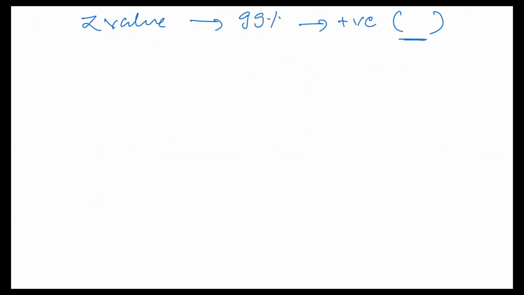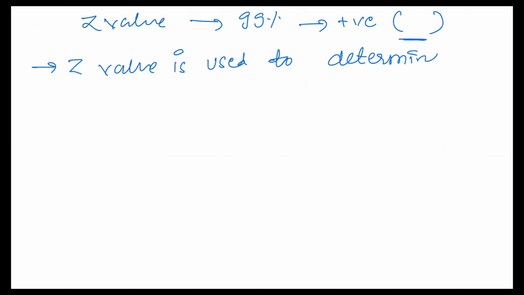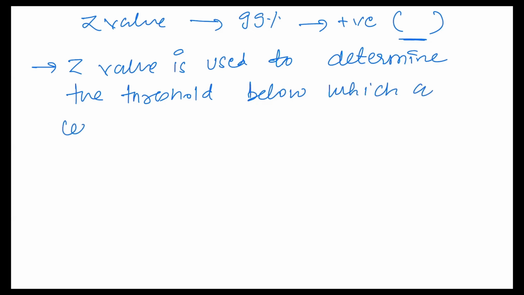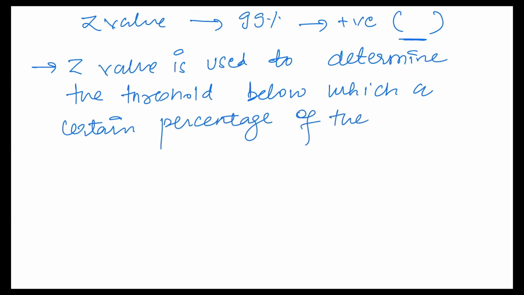But always remember, Z value is used to determine the threshold below which a certain percentage of the data falls. So this is why we require Z value.